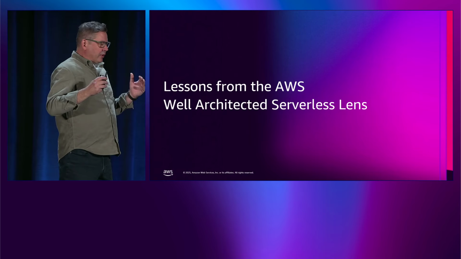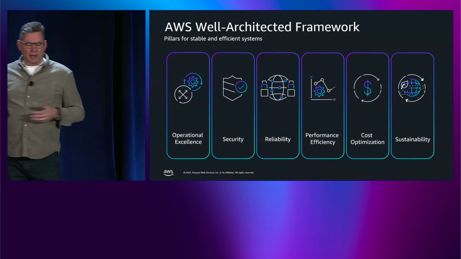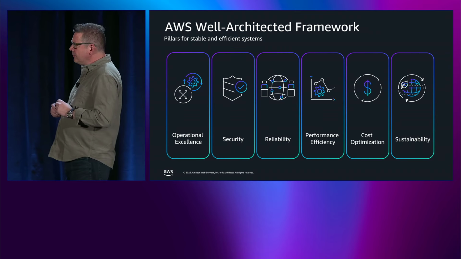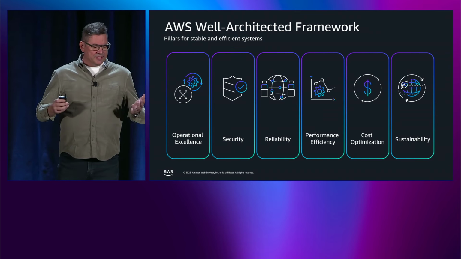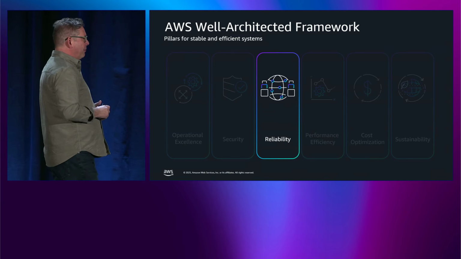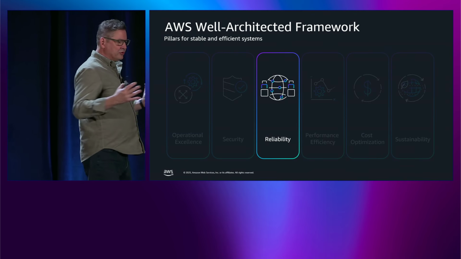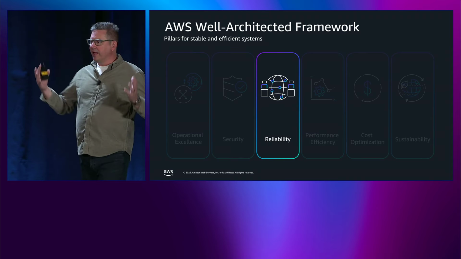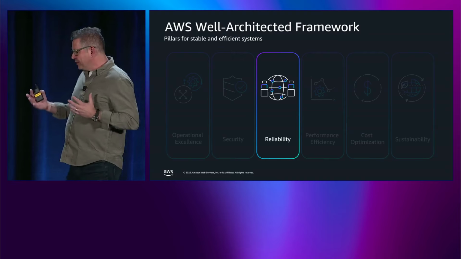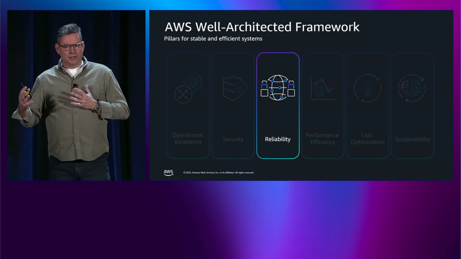Now, anyone who's familiar with the Well-Architected program knows that it's based around these 5 pillars. We've got 6 pillars now, sorry. And from a resiliency perspective, what we're really going to be focusing on is reliability. The Well-Architected Framework is a great tool to help you better understand your operational environment and what you're doing from a governance perspective, with the idea of focusing on particular applications.